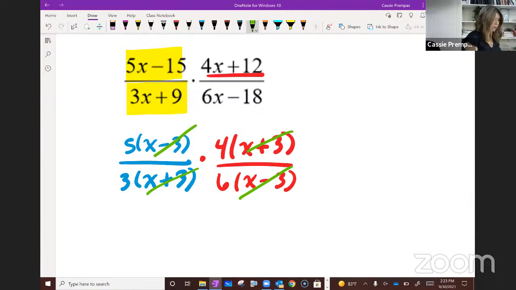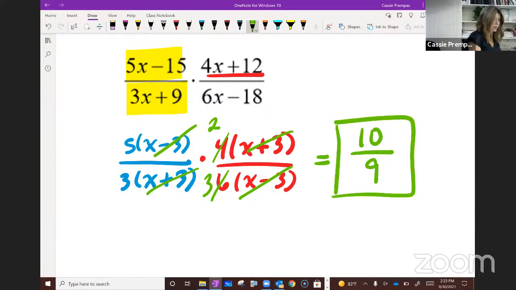5 and 6, no. 3 and 4, no. What about 4/6? Yeah, 4 over 6 reduces to 2/3. So I can say 2 goes into 4 2 times, and 2 goes into 6 3 times. Mario, just to confirm, do they cancel out diagonally? Yeah, diagonally. You can cancel out diagonally or up and down with multiplication. Then I multiply across and I get 5 times 2, which is 10, 3 times 3, which is 9, and we get 10/9.